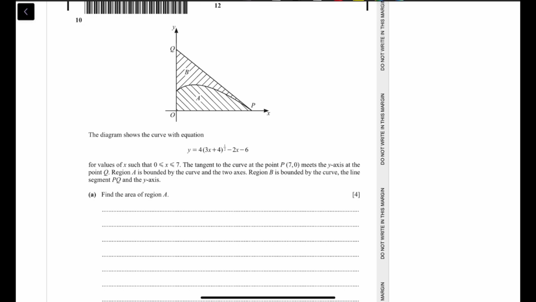Question 10. The diagram shows the curve with the following equation. For values of x such that x lies in the interval 0 to 7 inclusive, the tangent to the curve at the point P, which is at the coordinate 7, 0, meets the y-axis at point Q. Region A is bounded by the curve and the two axes. Region B is bounded by the curve, the line segment PQ, and the y-axis. Find the area of region A.